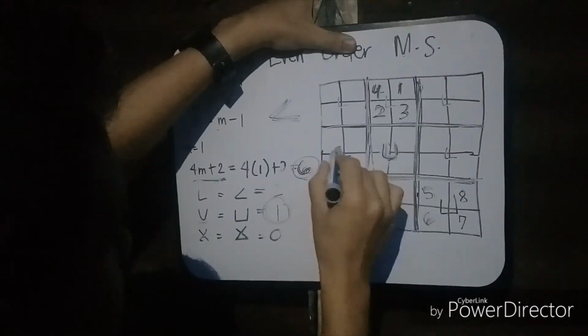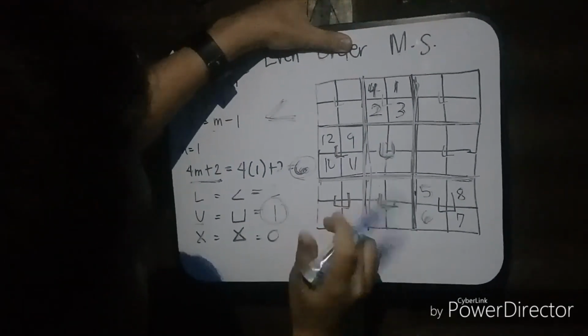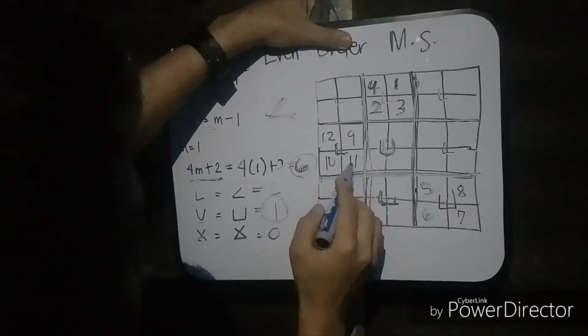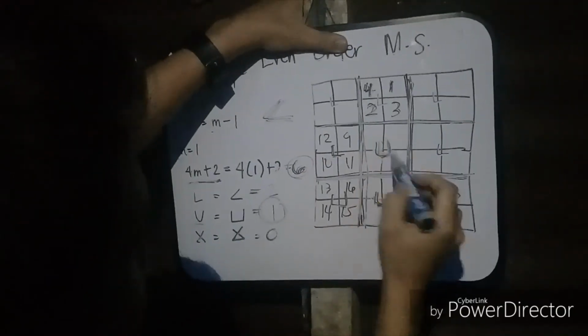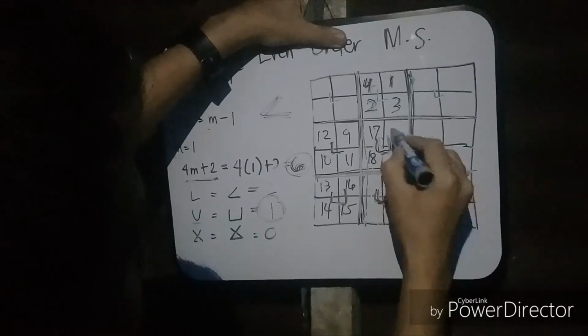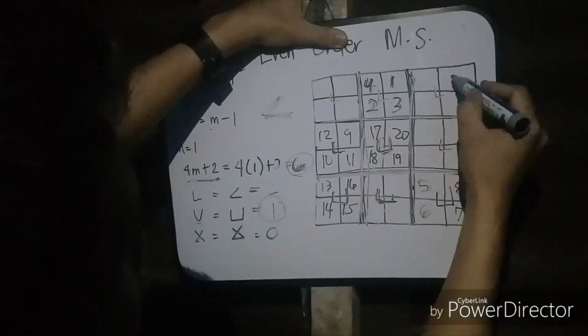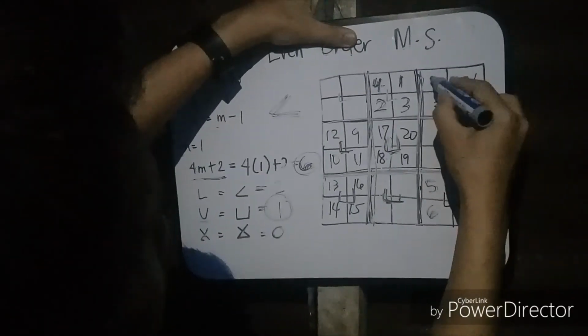Its pattern is L. The last number is 8, so our 9 would be here, then 10, 11, and 12. Up, right, so let's fill in this cell. Its pattern is U. Our last number is 12, so 13, 14, 15, and 16. Up, right, its pattern is U. So 17, 18, 19, and 20. Up, right, so 21, 22, 23, and 24.